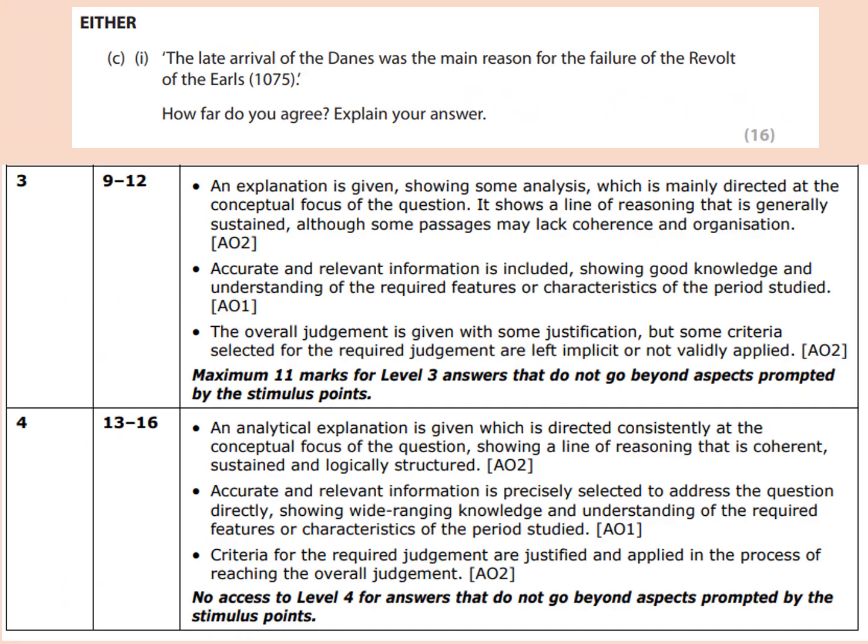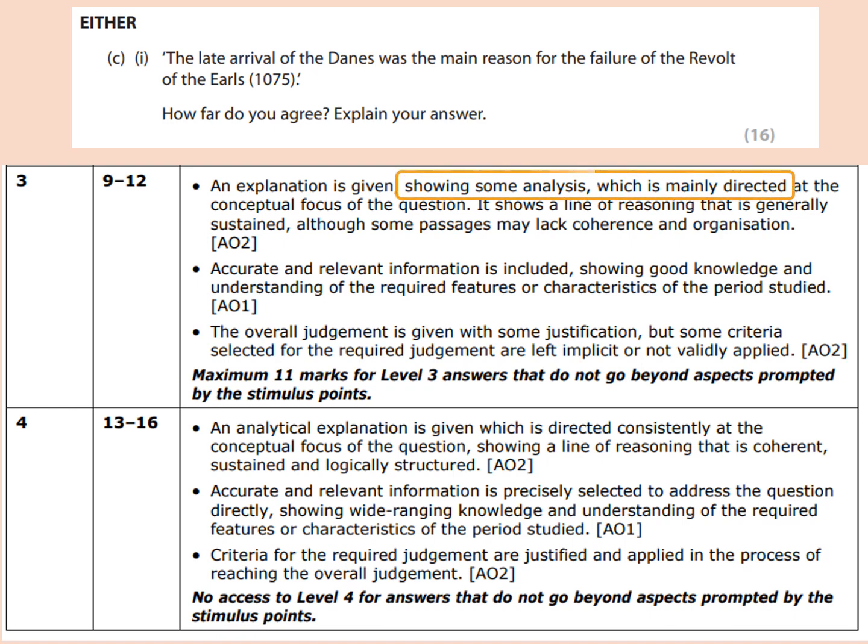Let's consider the mark scheme for this question. Yes, I realise that this is all written in examiner's jargon, but we're going to have a look at some of the key differences so you can see the difference between a good answer at level 3 and a really good answer at level 4. I've left out levels 1 and 2 as we want to be aiming higher than that.